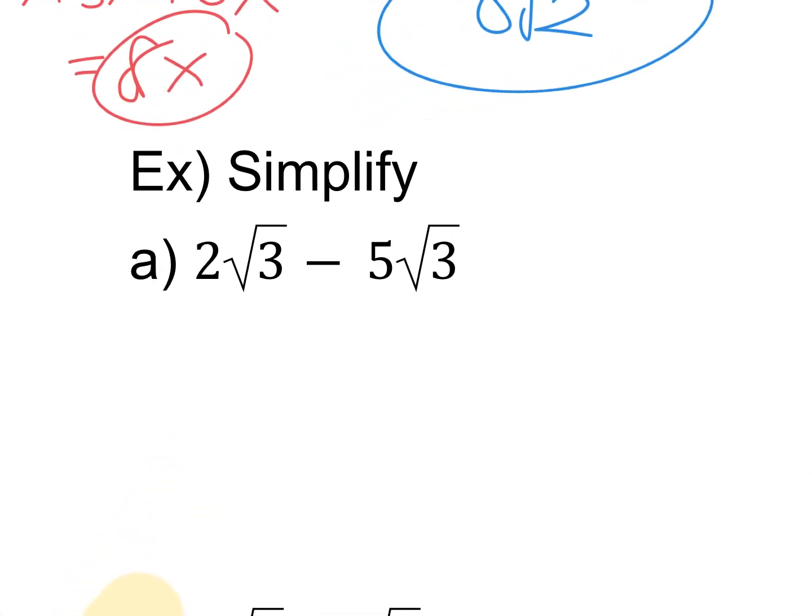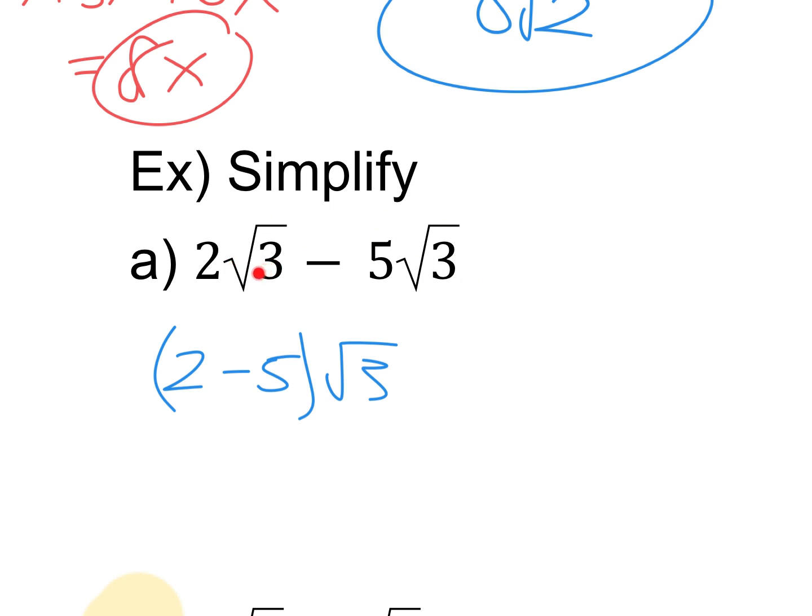So we have example A, 2 square roots of 3 minus 5 square roots of 3. So first question is, are these like terms? Do these have like radicals? And the answer is yes, they both have a square root of 3. So because of that, I can combine my coefficients. So I have positive 2 minus 5. So I will be taking 2 minus 5. And then the square root of 3 stays unchanged. When I'm adding and subtracting radicals, I do not add or subtract the stuff underneath the square root. That has to stay the same.